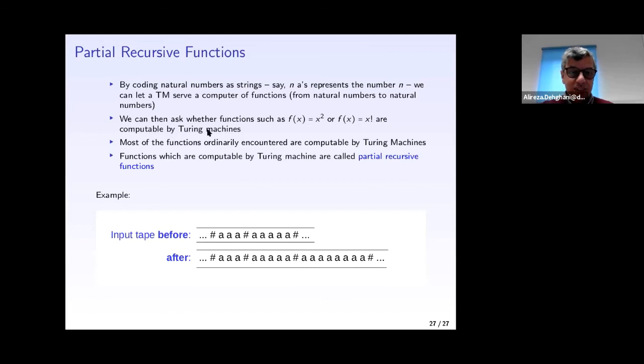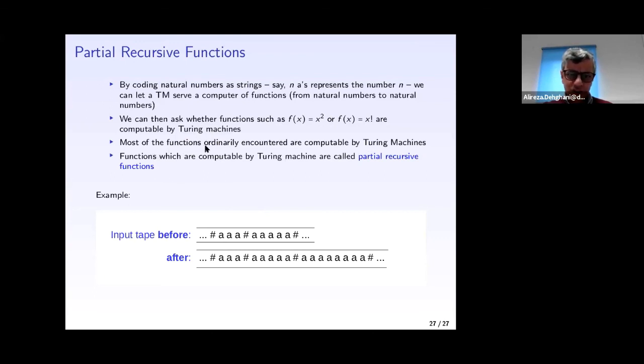So we can then ask whether functions such as f(x) = x² or f(x) = x! (x factorial) are computable by a Turing machine. You see, that's the course, computability and complexity. We wanted to know if there are machines to compute something for us or not. So in the Turing machine, you can ask, is this function, this algorithm, this problem computable with this Turing machine? That's what we want to talk about.